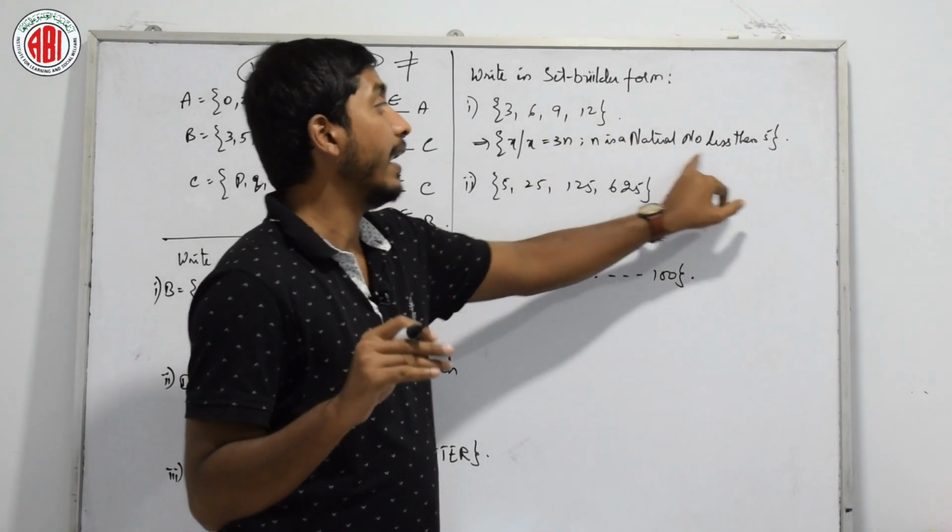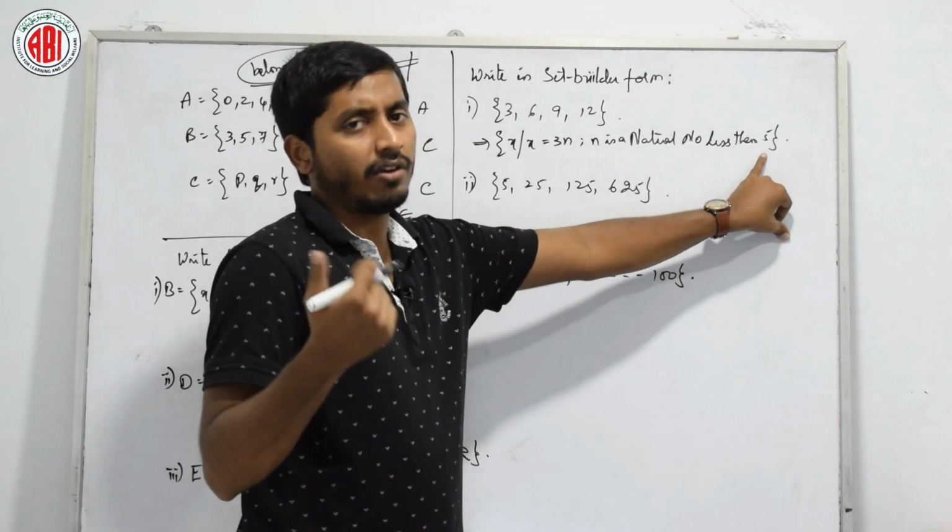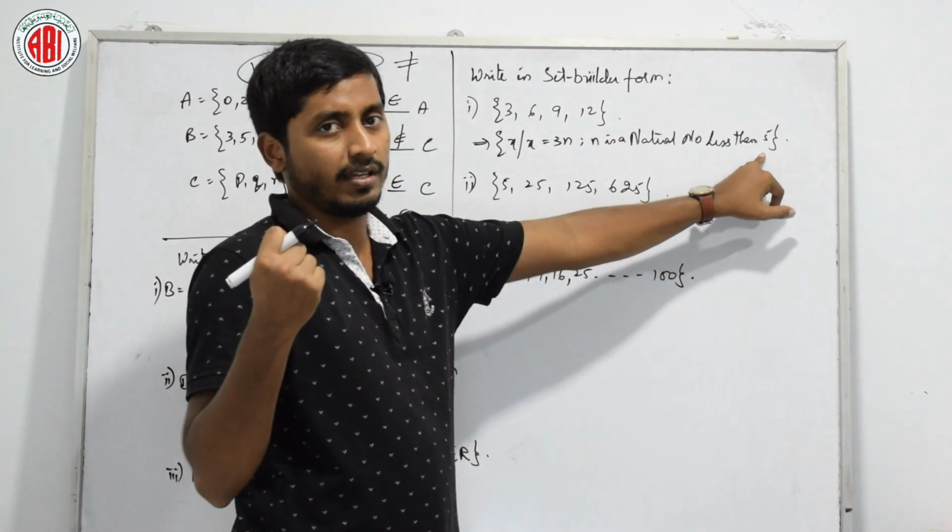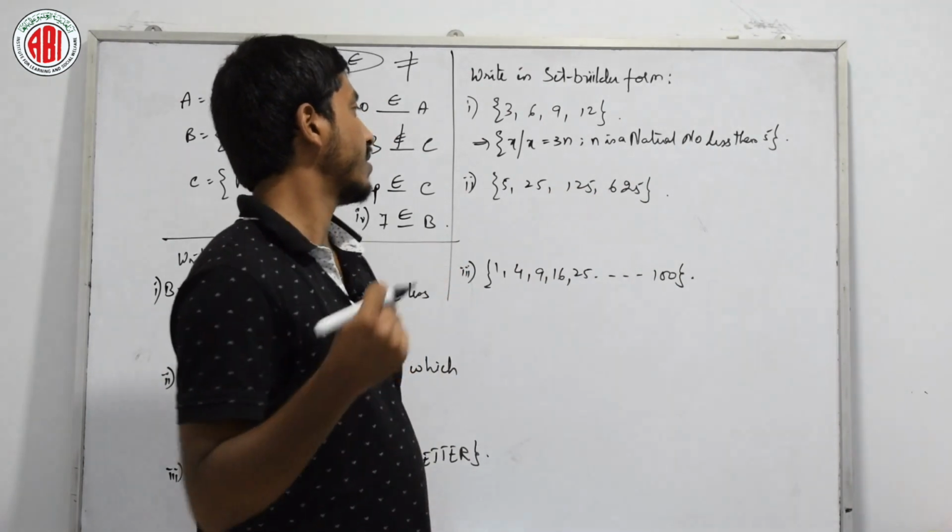And he is telling less than 5. Then we will not write 5. Only 4 numbers. Is it right? Let us move on to the next.